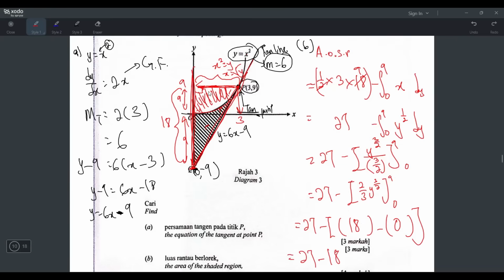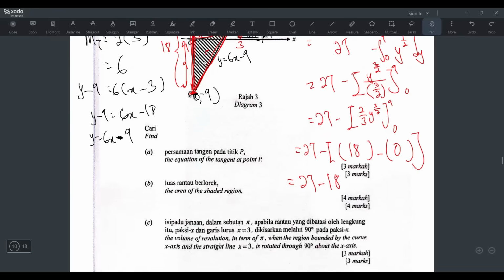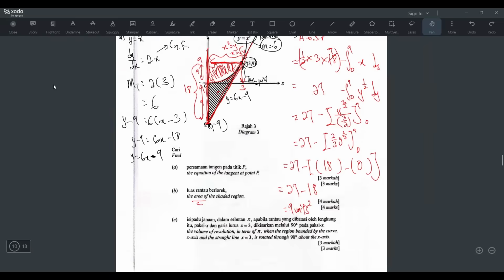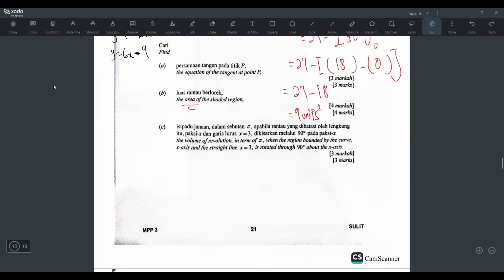It means the area here is 18. But the whole triangle is 27. So when you minus 18, you will get the area of the shaded region. So the answer is 9. But I have to write unit square because this is area. Okay. All right. That's the answer. Hope you understand. Okay, let's do C.